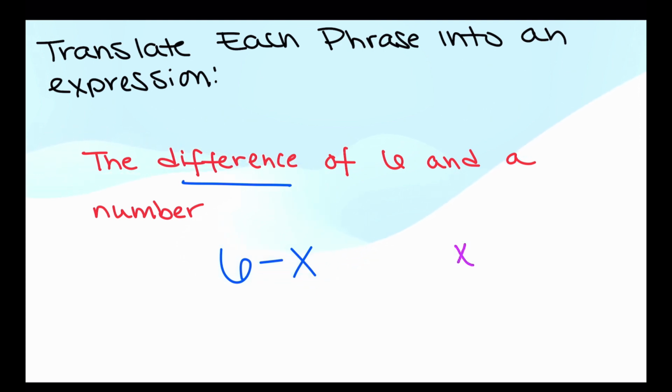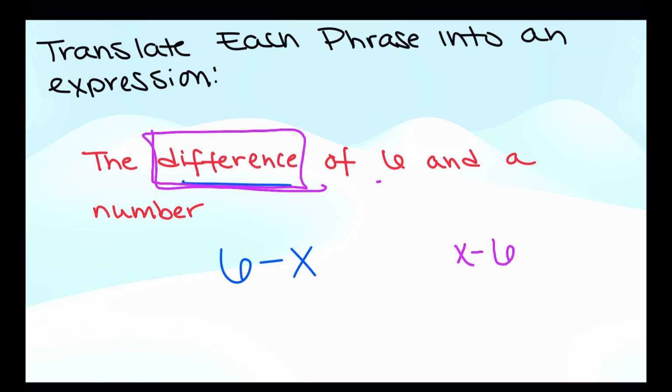If we wrote x minus 6, that would be incorrect. X minus 6 is the difference of a number and 6. So again, with subtraction, the order does matter. You have to be really careful. This only works with the word difference, but if you see the word difference, you can just use the same order as in that phrase.